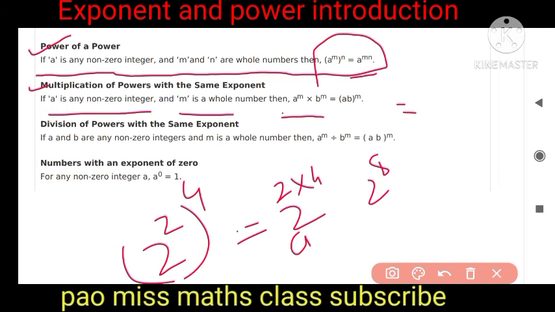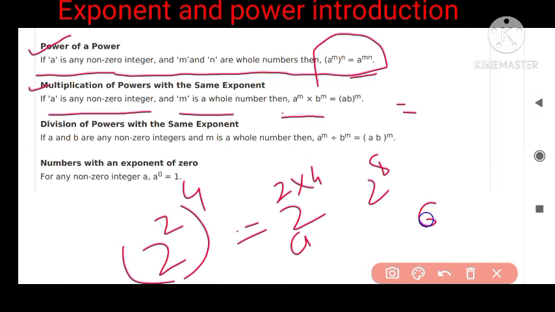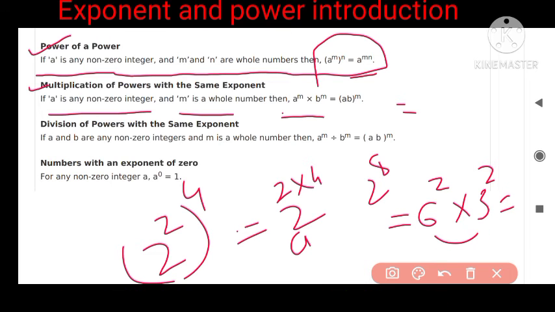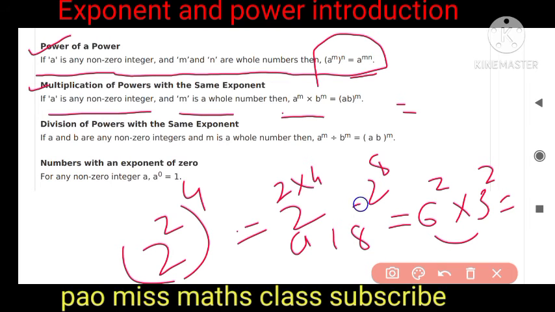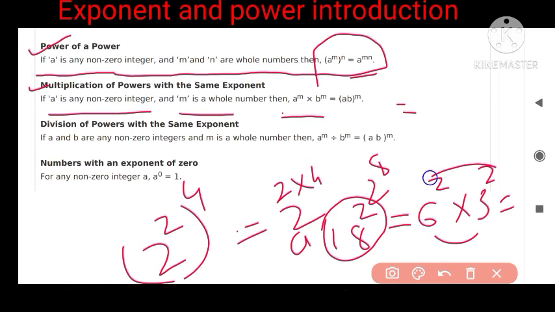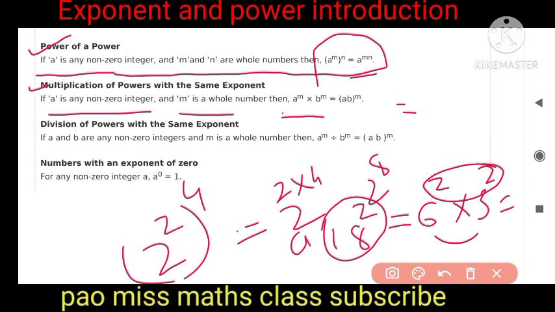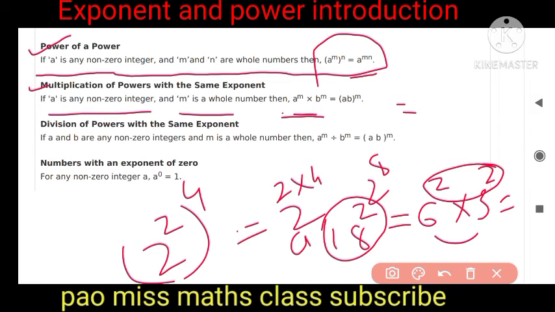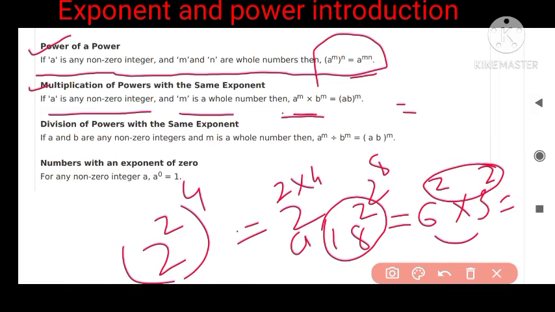Suppose 6 to the power 2 multiplied with 3 to the power 2. What you will do is multiply the bases. 6 times 3 is 18, so it will be 18 to the power 2. So the power will not be multiplied, not added, not subtracted; the power stays the same, but the bases get multiplied if they are multiplied.